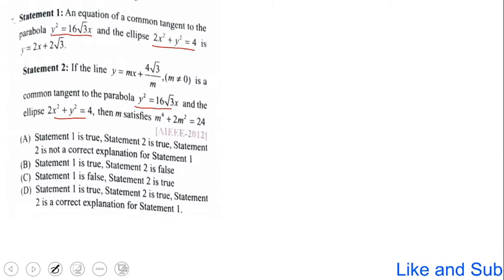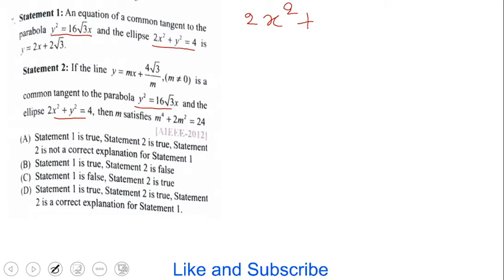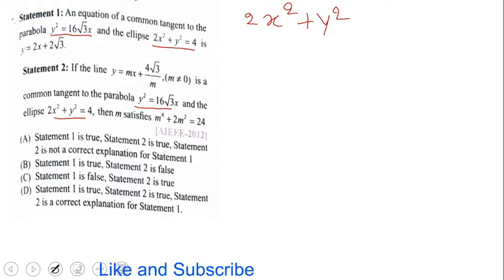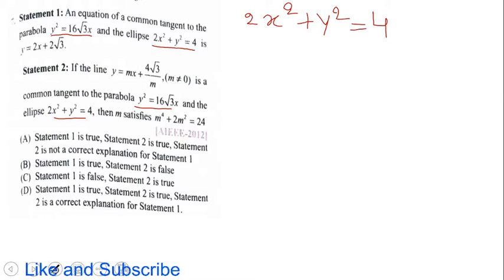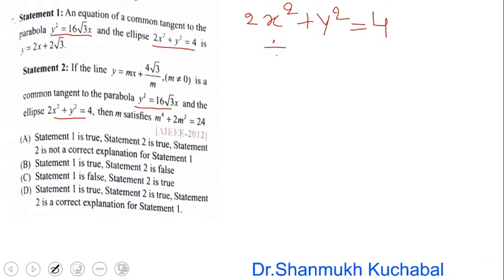So let us begin with what they have given. We'll start from that. Like in statement 1, they have given the equation of an ellipse. The ellipse is 2x square plus y square is equal to 4. Now I write it in standard form. Standard form means we have to write it in the form x square by a square plus y square by b square equal to 1. For this we have to divide throughout the equation by 4.